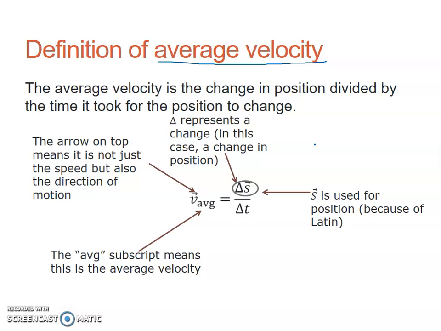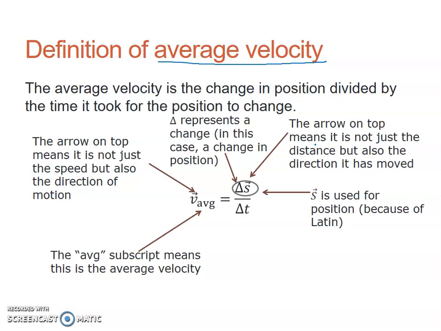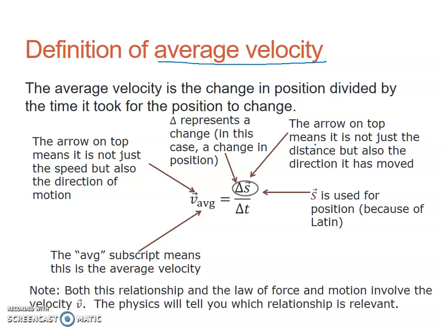Again, the arrow on top means it's not just the speed, but also the direction of motion, which means it's a vector quantity, not a scalar quantity. Same thing with position. Now, both this relationship and the law and force of motion involve velocity, but one involves the average and one involves the change in velocity.